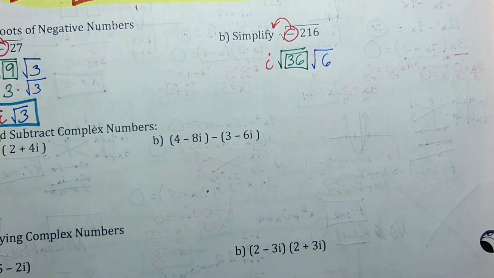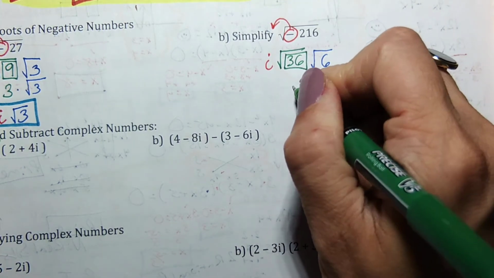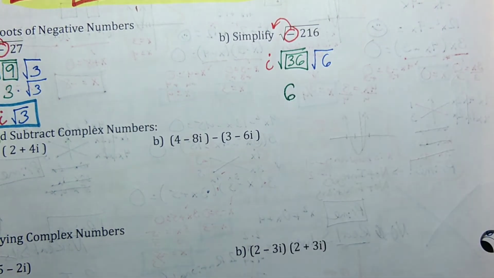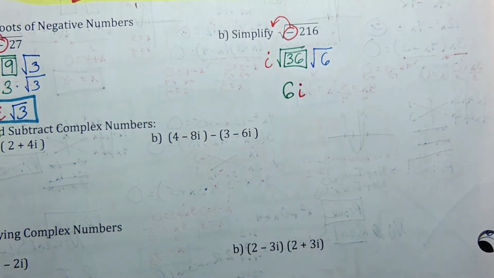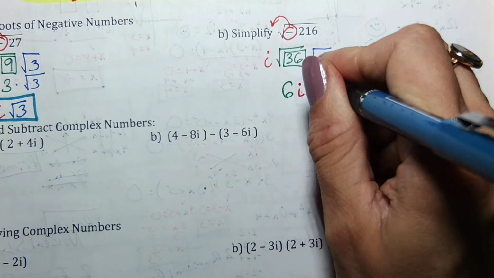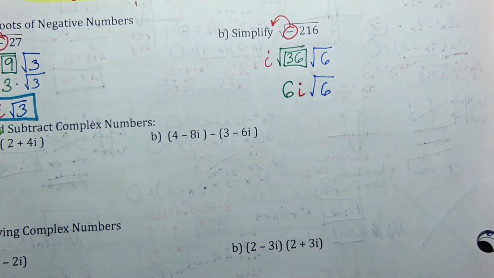So to write this in simplified form, the square root of 36 is 6. Then we're going to have the i, the imaginary unit, and then the square root of 6.